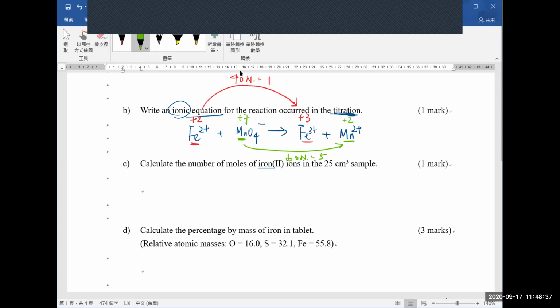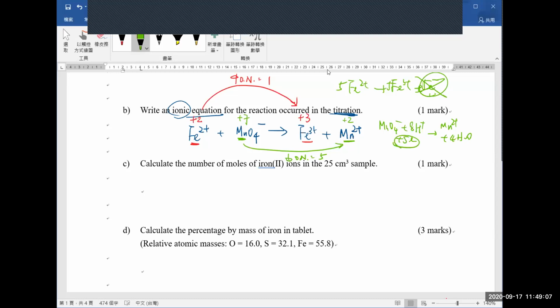You have to balance the two half equations together, by getting rid of those electrons, making them equal. So you may imagine that for the iron 2 to iron 3 equation, they will have a 5 here, so as to cross out the 5 electrons for this half equation.